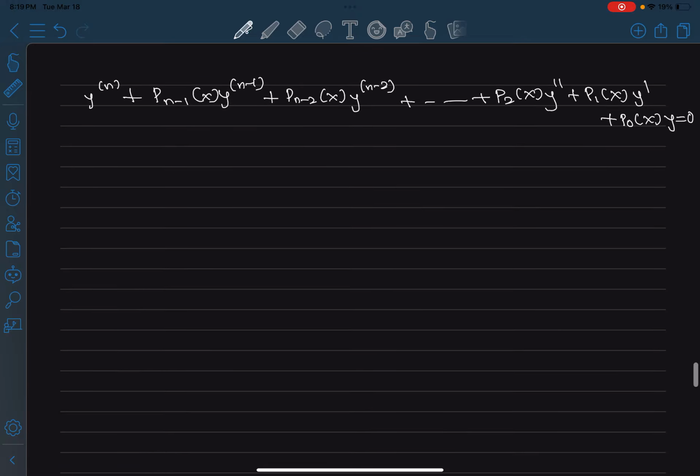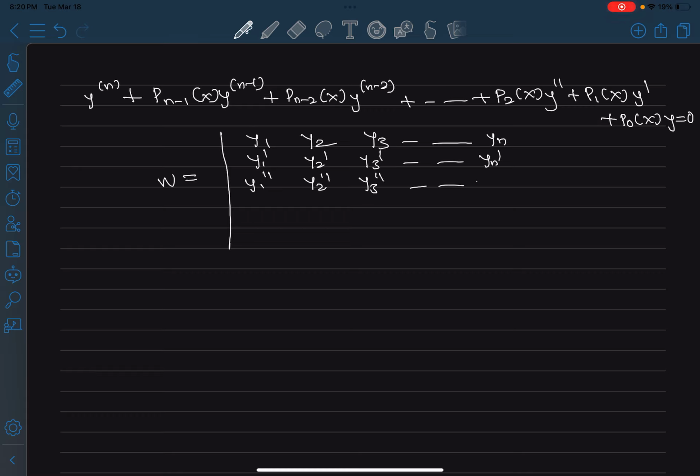Okay, again, just like previously, we know that the Wronskian is defined as follows. It will have n solutions, the fundamental solutions, y1, y2, y3 up to yn, and I don't think we have issues over here. Now the second row will just be their derivative, right? And the third row will be their double derivative, and it goes on. And in the last row, we will basically have the nth derivative, right?